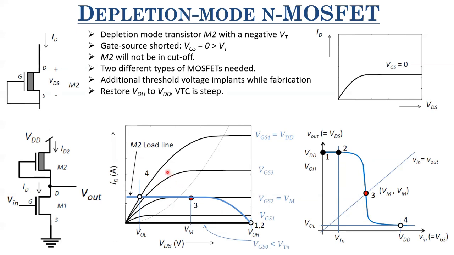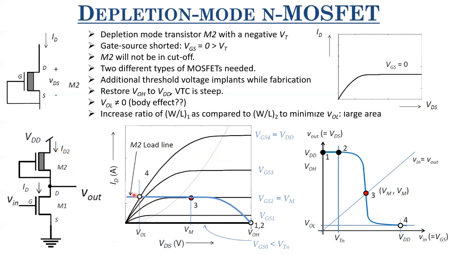So let us summarize. Our VOH is restored to VDD, our VTC is steep, and our VOL, however, is not zero. And what about body effect? Even here, we'll connect this body junction to the most negative voltage, which is ground. Because of Vout, we will have body effect. So we'll still have body effect, but its impact will be small.